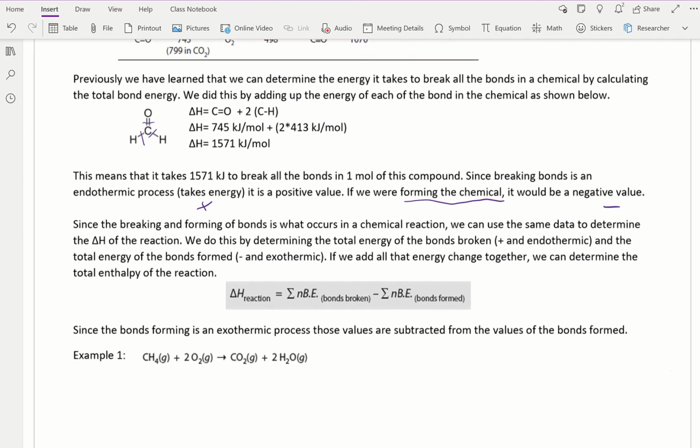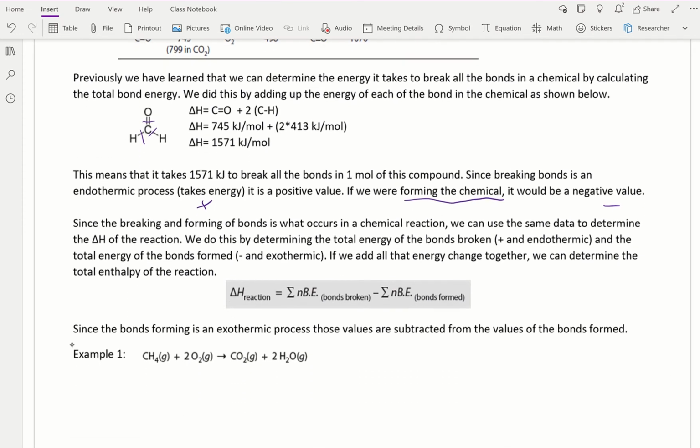So we see an equation here, and it says the change in enthalpy of our reaction is equal to the sum of our bond energies for the bonds broken times n, and n is the number of moles of those bonds. So that's just like up here where I multiplied by 2 because I had 2 of that same bond. Same idea here. Okay, so we'd have to figure out what are all the bonds broken and how many of them there are and add them up. That's what this sigma means.